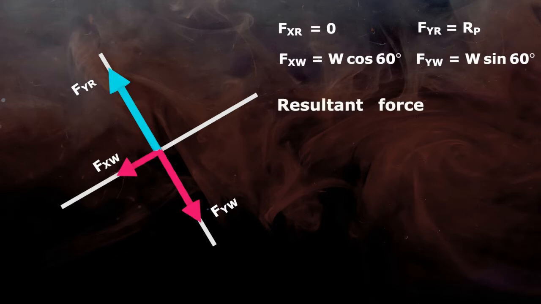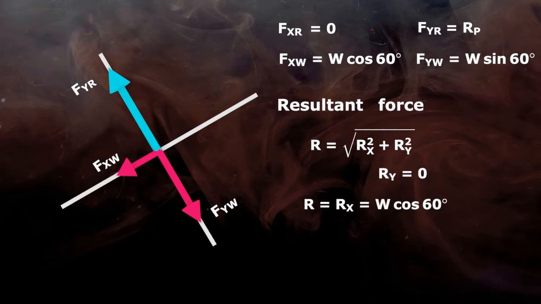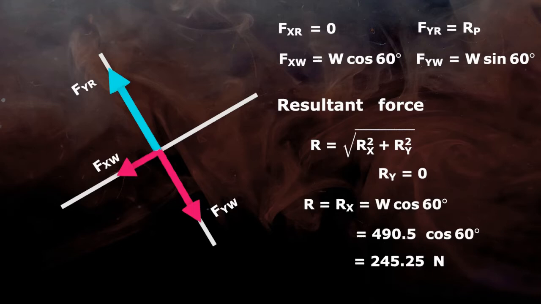Now the equation of resultant force is the square root of Rx square plus Ry square. Rx and Ry are the summation of horizontal and vertical components of all forces respectively. But the box is moving on the inclined plane only and is not moving in vertical direction. We can say that the box is in equilibrium along the y-axis. It means that all the forces acting along the y-axis are such that the resultant force Ry is 0. Put Ry equals 0 in the above equation and we get the resultant force R equals Rx. There is only one horizontal component and that is W cos 60. So Rx is equal to W cos 60 and the resultant force R is equal to 245.25 Newton.